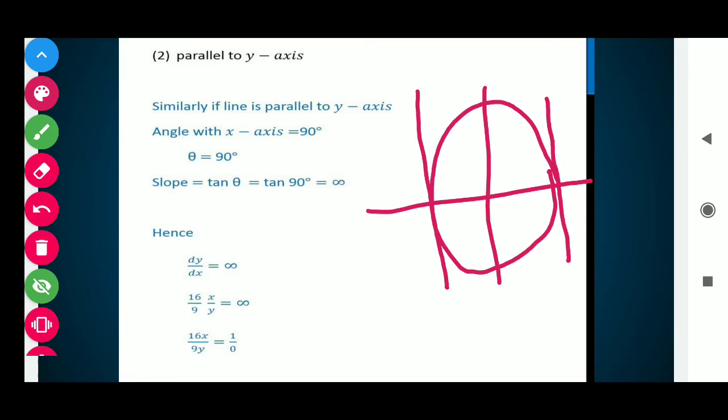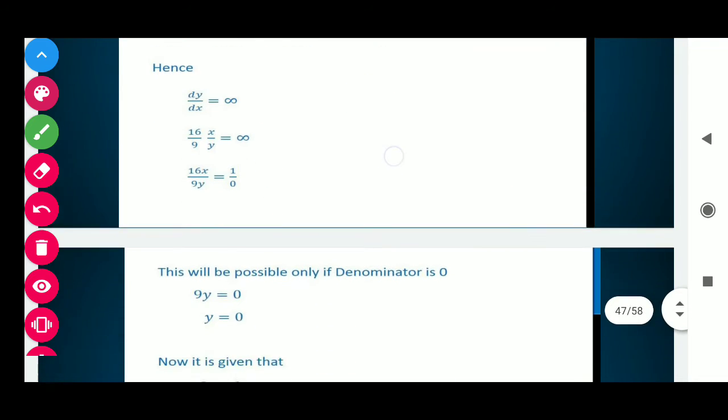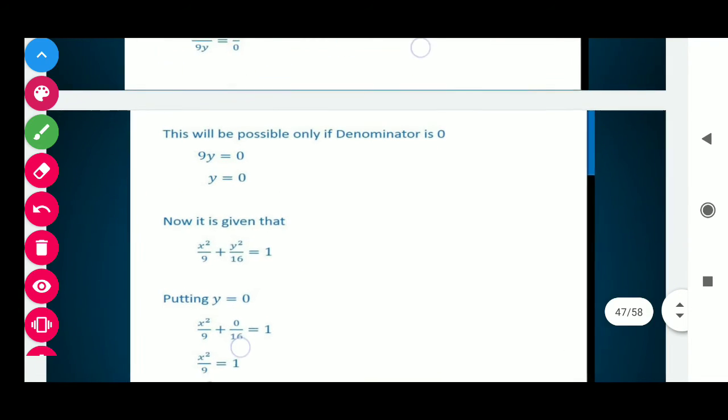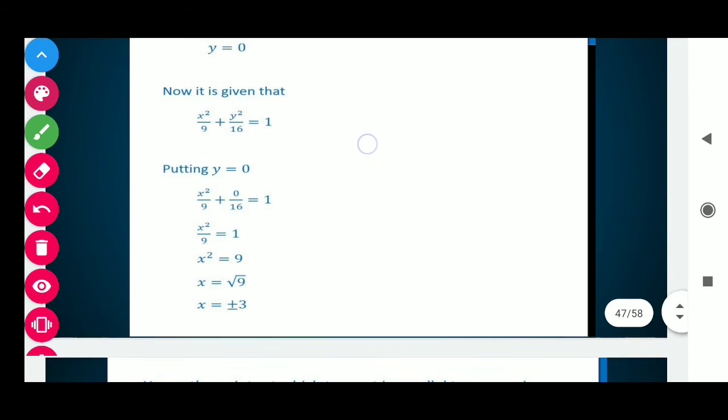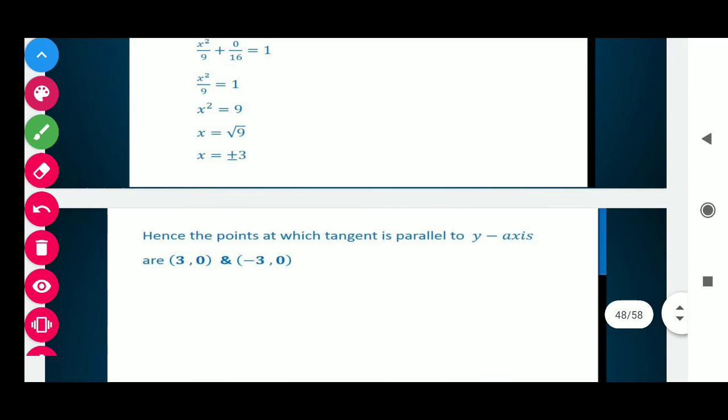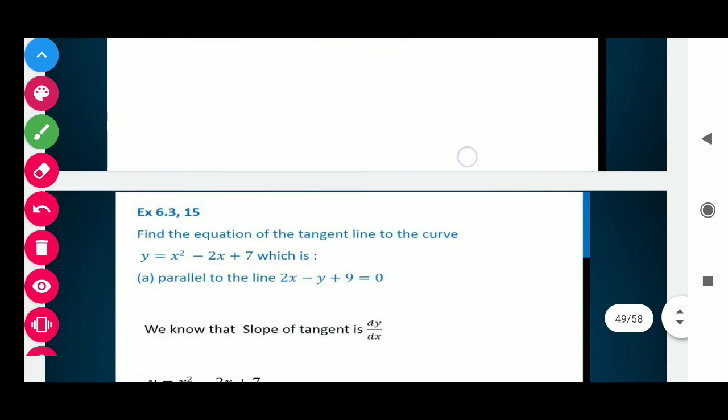So we will write dy over dx is equal to infinity. Infinity, that is, we put 1 over 0. By doing cross multiplication, we get y = 0. Now students, put y = 0 in the equation of the curve. We get the value x = ±3. That's really very easy to solve. So students, in this way we get the answer. The points at which the tangent is parallel to the y-axis are (3, 0) and (-3, 0). Students, this is a very important question, so do practice it.